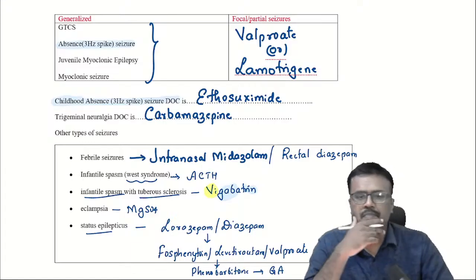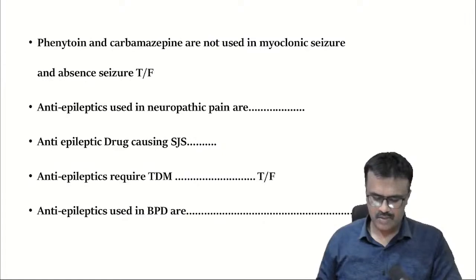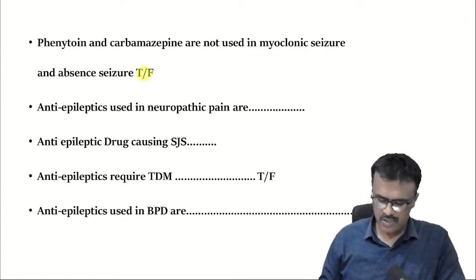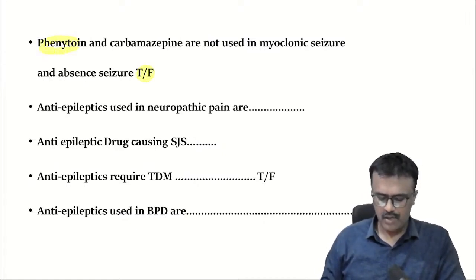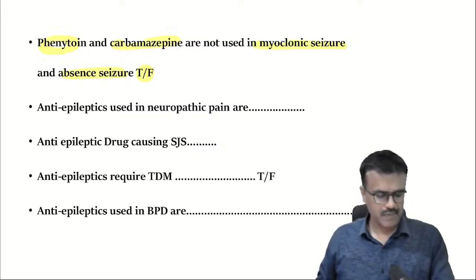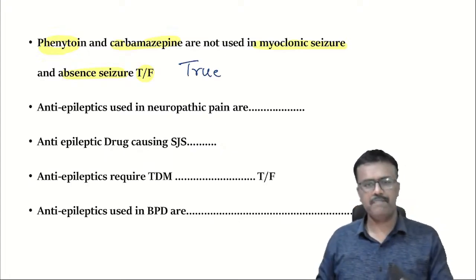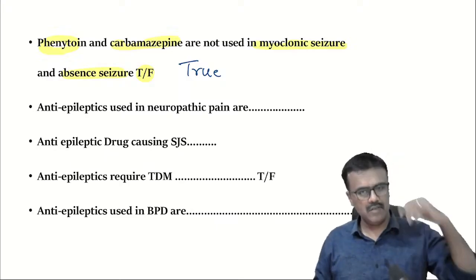Yes. So this is about the drug of choices. Now let me take true or false here. Phenytoin and carbamazepine are not used in myoclonic and absence seizure. What do you think, true or false? It's a true statement, because if I use them in this seizure, the seizure will increase.